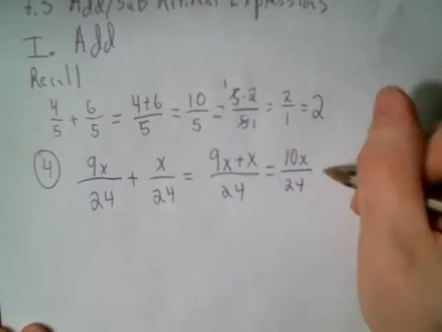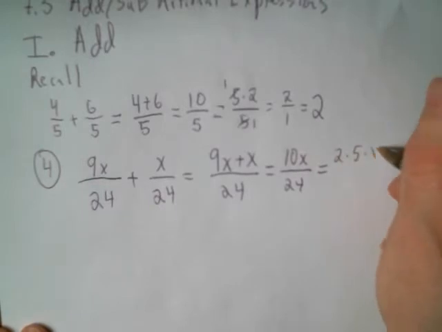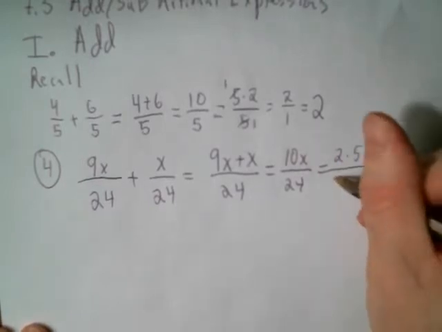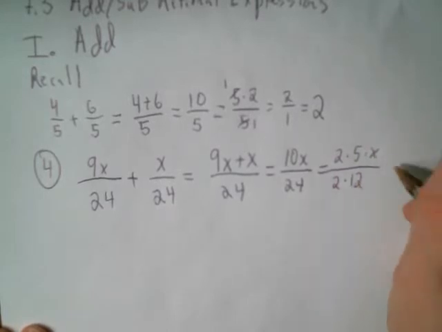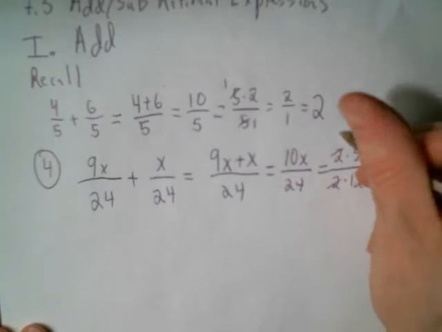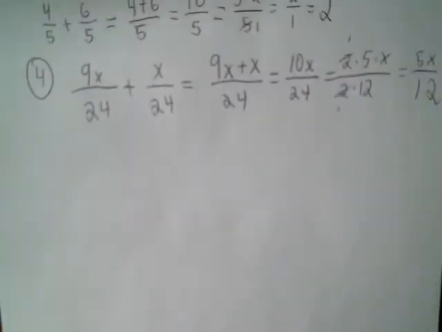And then we could remove common factors. So I like to factor it completely. 24 is the same as 2 times 12. Okay, and then we can remove a common factor of 2. Okay, let's keep moving on.